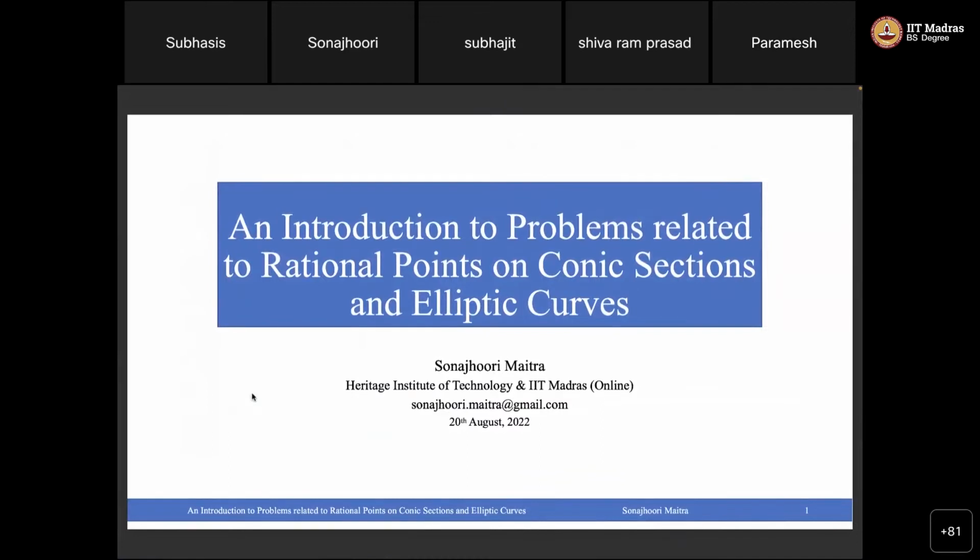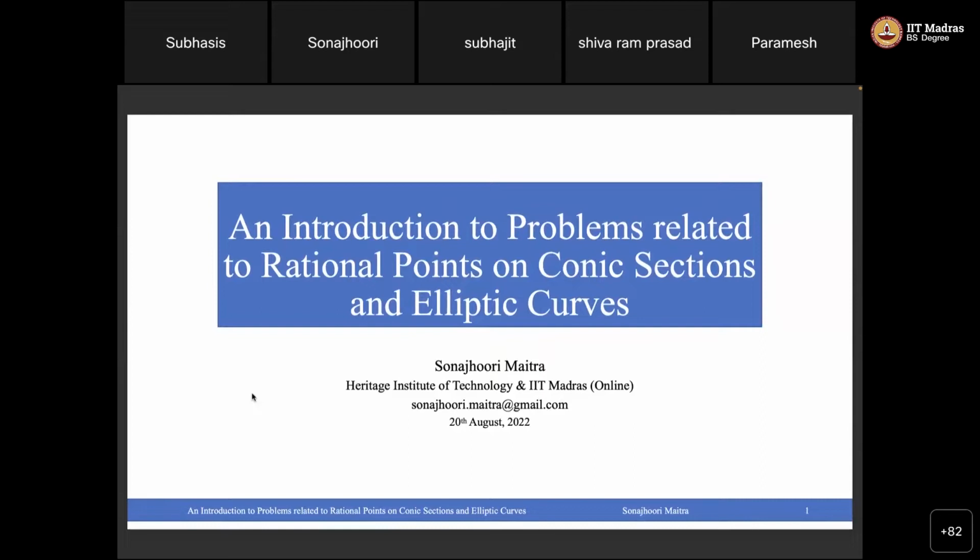This is Shonajuri Moitra. I am currently a second year undergraduate student of computer science engineering in Heritage Institute of Technology, and I have just completed my foundation in IIT Madras. Today I'm going to give a presentation on the topic, an introduction to problems related to rational points on conic sections and elliptic curves.